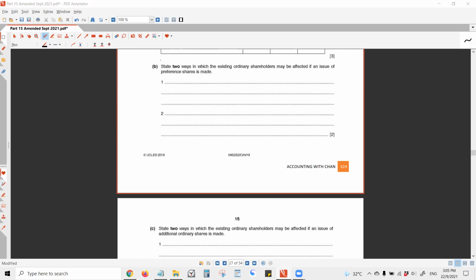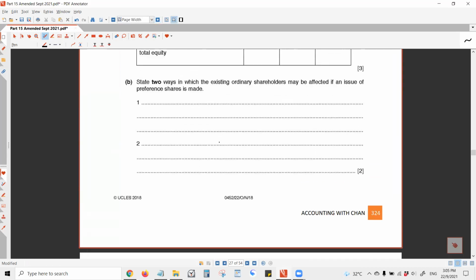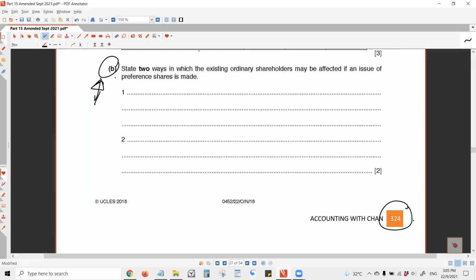Page 324, another relevant question. It's good that all of you are inquisitive, asking all these questions. That means you see yourself having an interest in the subject, which may help you decide what to do in the future, in university. Page 324: state two ways in which existing ordinary shareholders may be affected if an issue of preference shares is made. Is this the same question as the one just now?